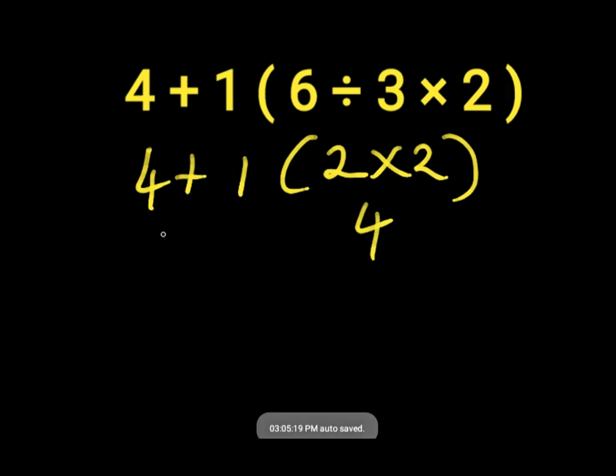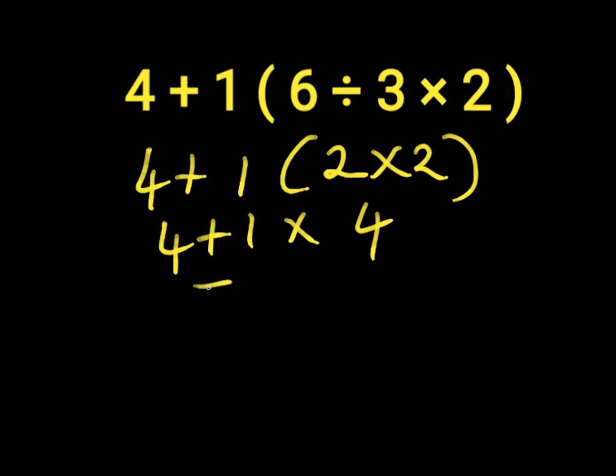Then we bring 4 plus 1 times 4. 4 plus 1 will give us 5. Then 5 times 4 will give us 20. 20 is the answer to this expression.